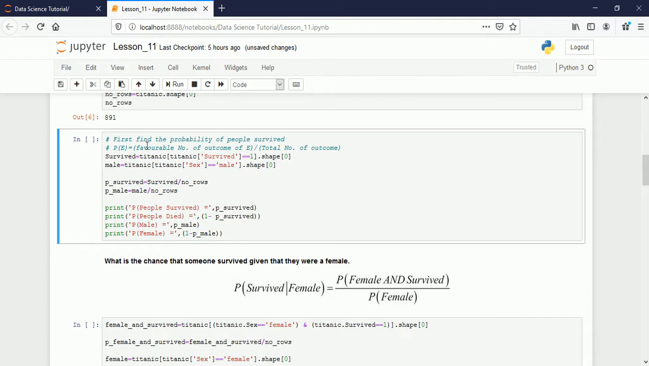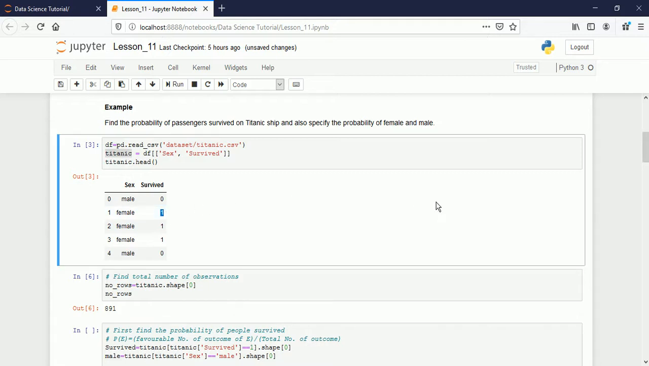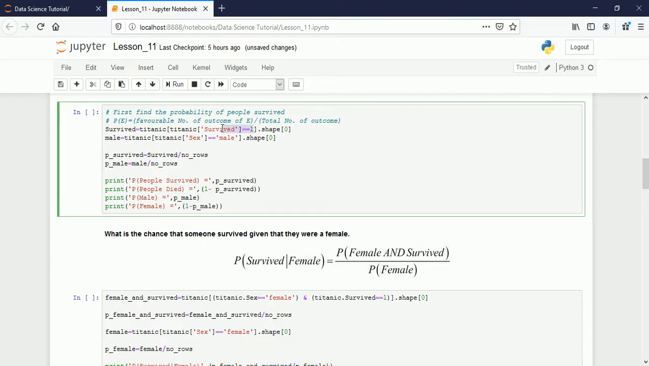Now here, first find the probability of people who survived. So this is the formula, friends: total favorable number of outcomes of E divided by total number of outcomes. So that shows the probability of that event. If you want to find the probability of survived, we say titanic survived is equal to 1, because 1 indicates the people survived here, and 0 indicates they were dead. So survived is equal to 1, and you take that value and put it in this variable.